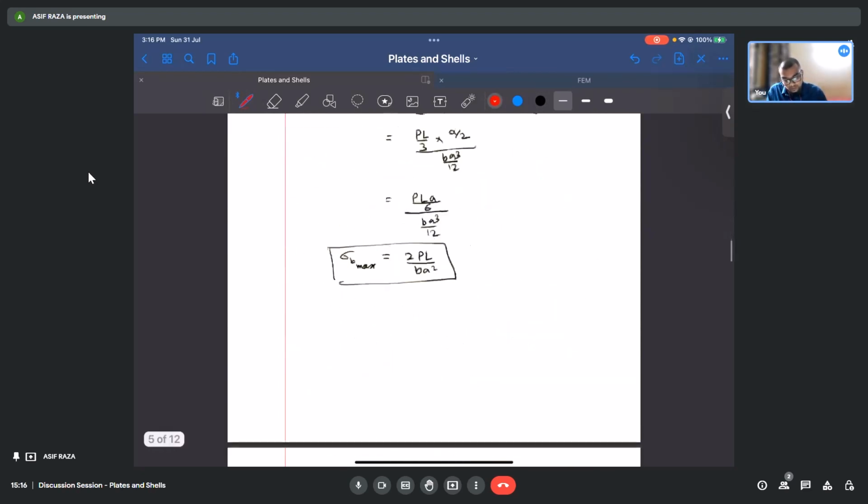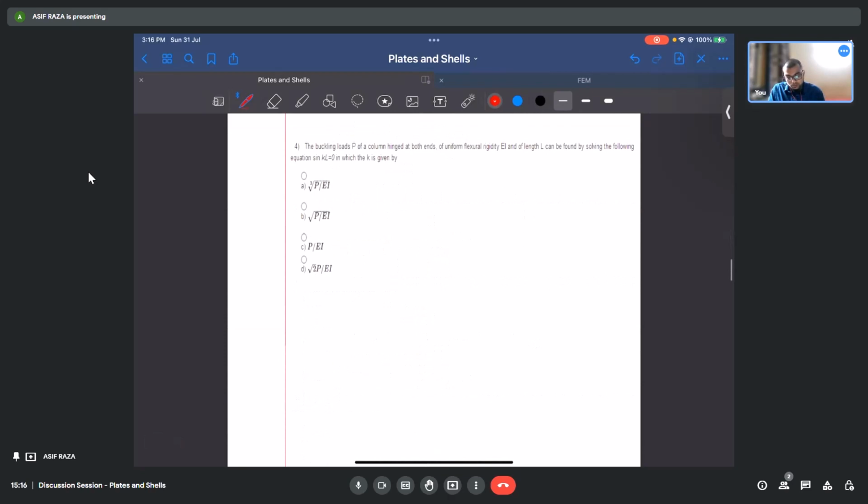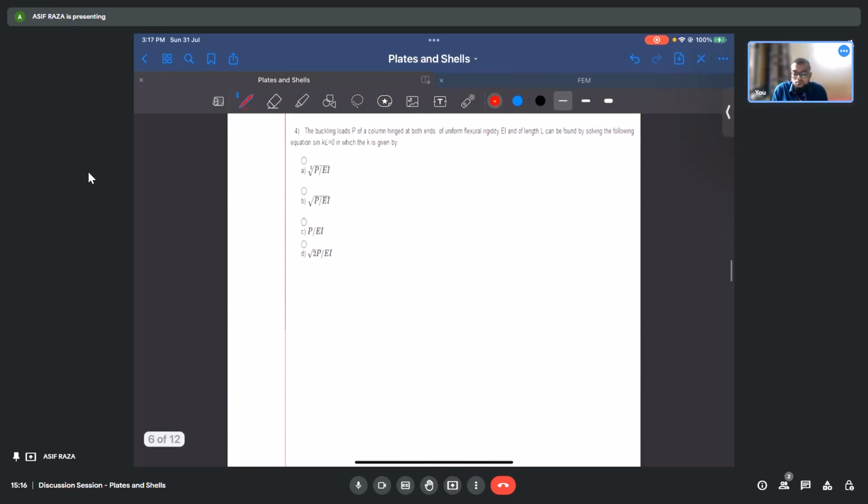Now let's solve question number 4. The question is: the buckling load P of a column hinged at both ends, of uniform flexural rigidity EI and of length L, can be found by solving the following equation: sin KL equal to 0, in which K is given by. So we need to find the value of K. Two things need to be observed: the column is hinged at both ends. So we'll solve the equation.